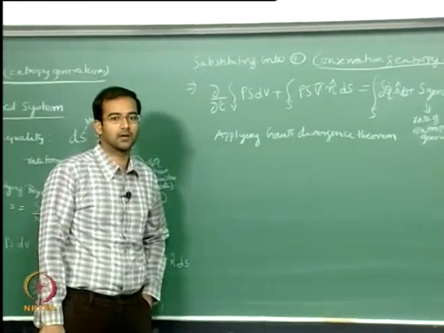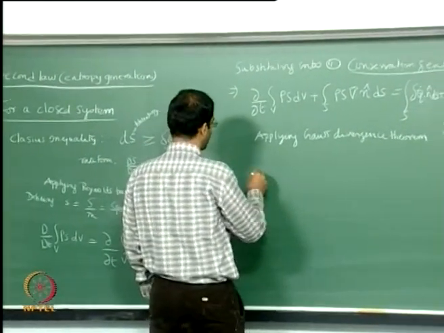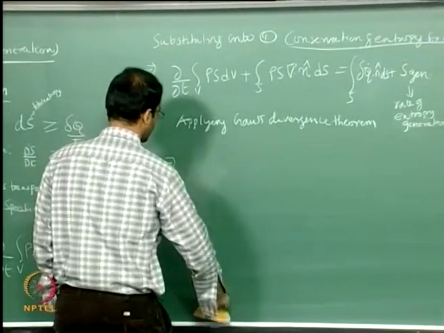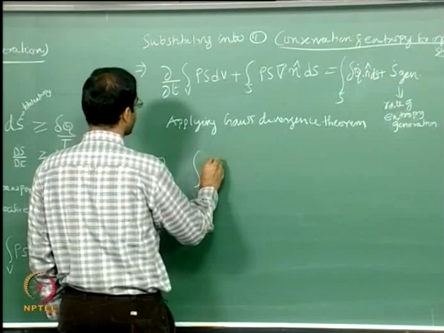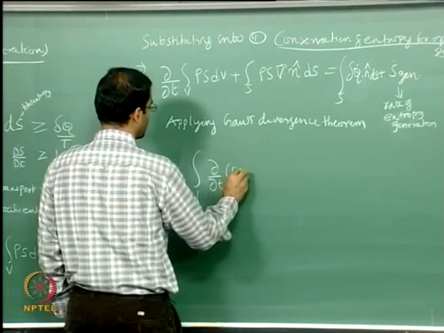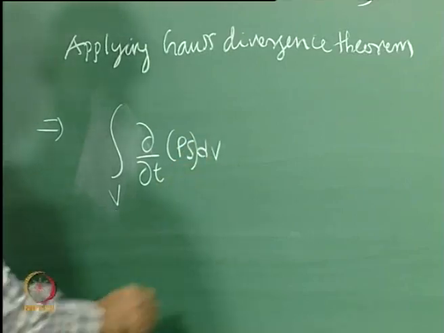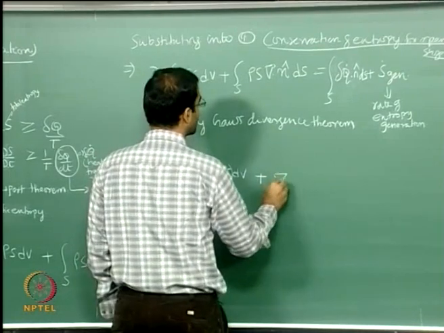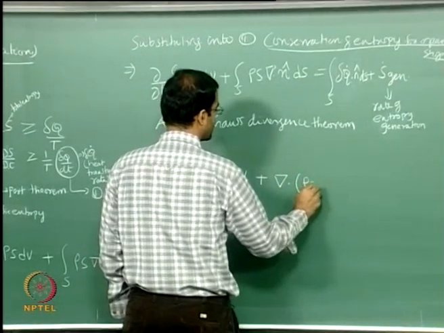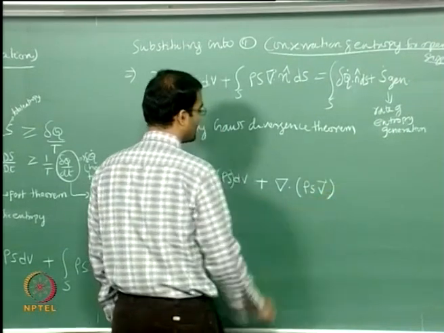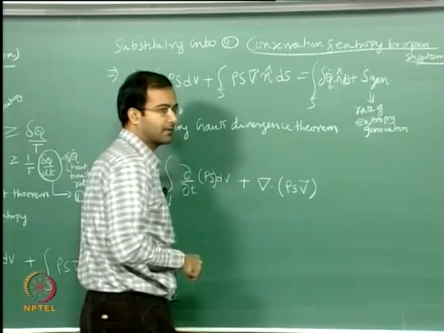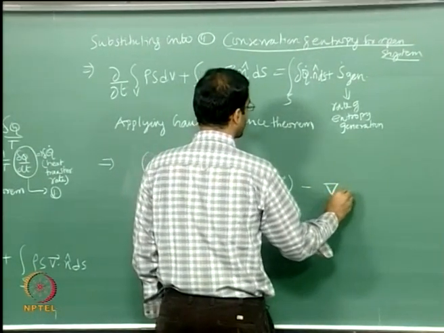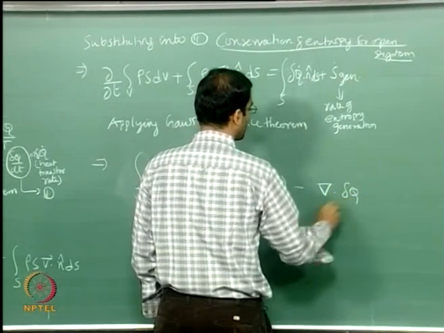Therefore we can further put this, I can take the integral over V out, so d/dt of rho s dV plus this will again be a divergence operation right here, this will be del dot rho s V, and I am going to bring this to the left hand side here, so this will again be minus del dot q.